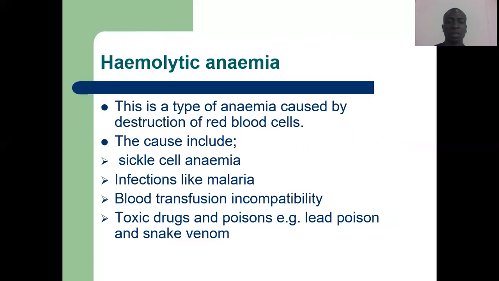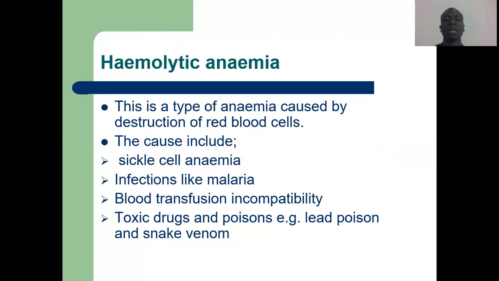Hemolytic anemia. This type of anemia causes destruction of red blood cells. The causes include sickle cell anemia. Infections like malaria: if somebody has malaria, it causes destruction of red blood cells. Somebody with sickle cell disease also has destruction of red blood cells. Blood transfusion incompatibility, where the blood you are transfusing is not compatible, also causes destruction of red blood cells.